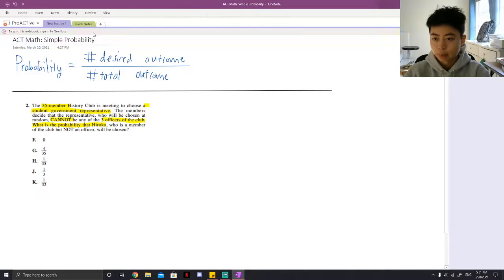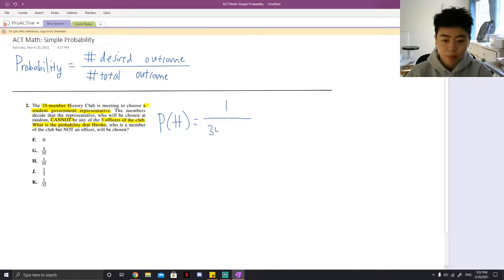Let's go back to our probability equation. Our desired outcome is 1, since we know from a student government representative that Hiroko is just one of those, so we're trying to find the probability that he is chosen. The probability of Hiroko is 1 over the total number of possible outcomes. How many members are in the club? There are 35 members. But remember, they said it cannot be any of the 3 current officers. So we subtract 3, and the total outcome at the bottom is 32. 1 over 32 gives us answer choice K.